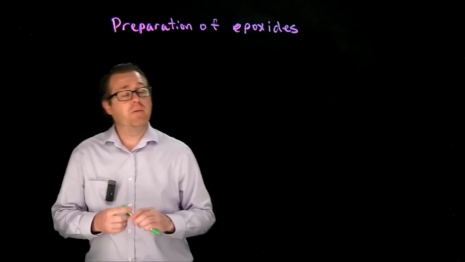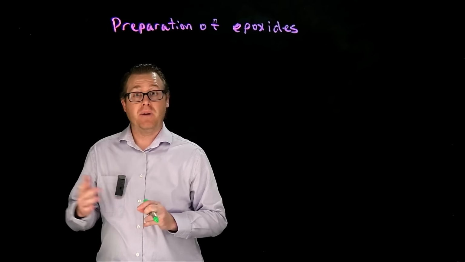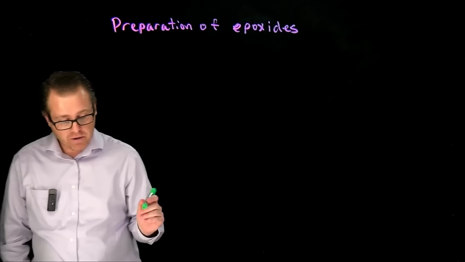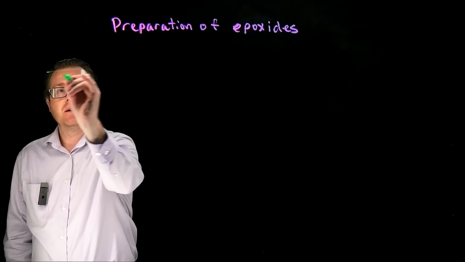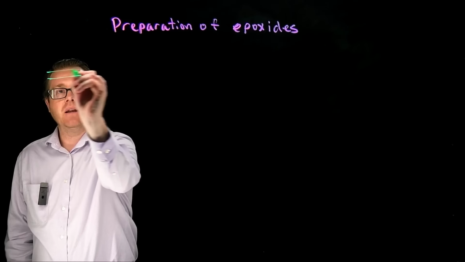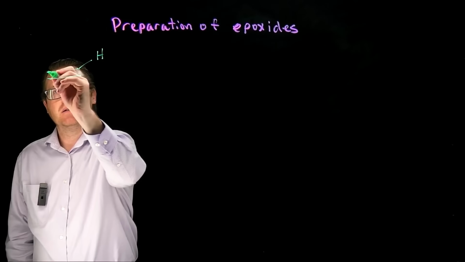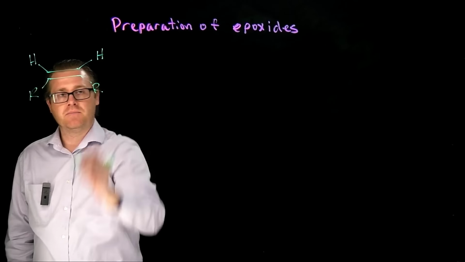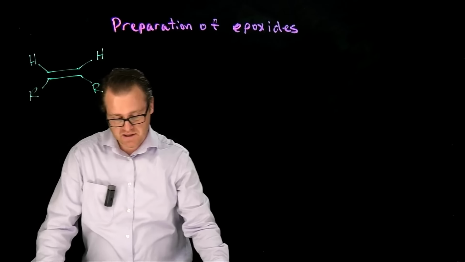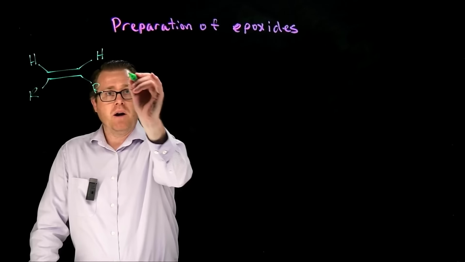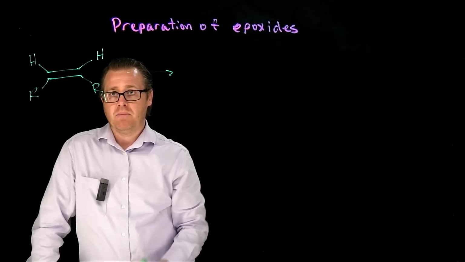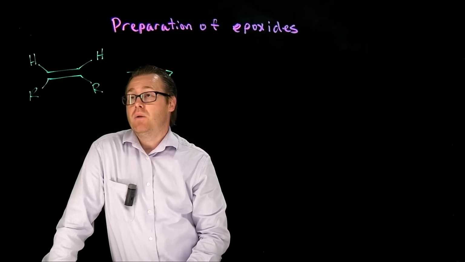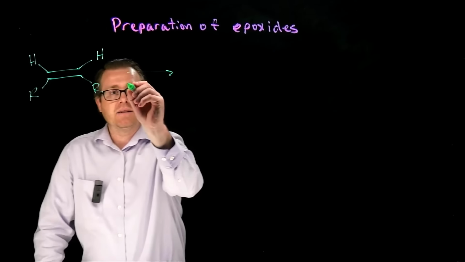Okay, so now what we want to do is how do we make epoxides? And you already know how to do this. That is, if you take an alkene, okay, and in this particular example, the R groups are cis to one another. And if we wanted to convert that into an epoxide, we would treat it with a peroxy acid.